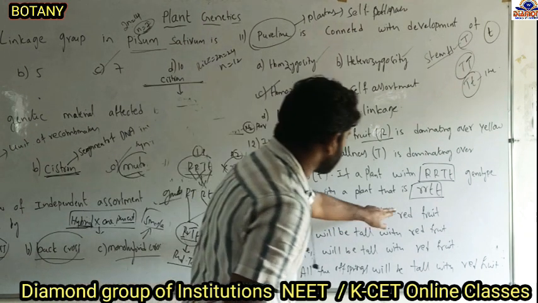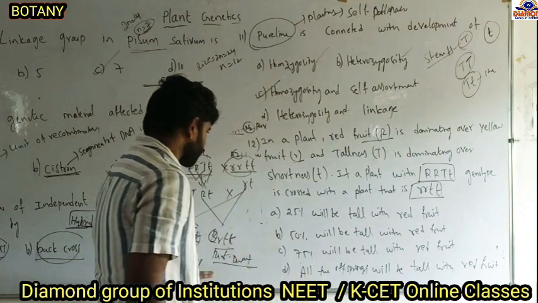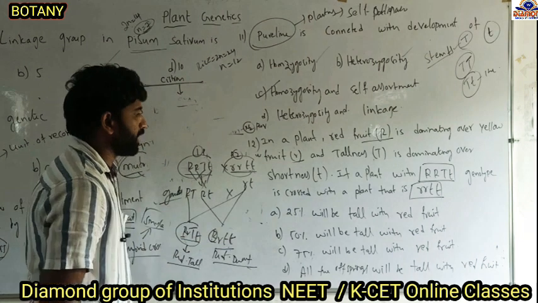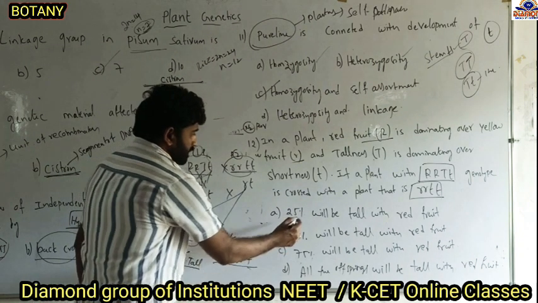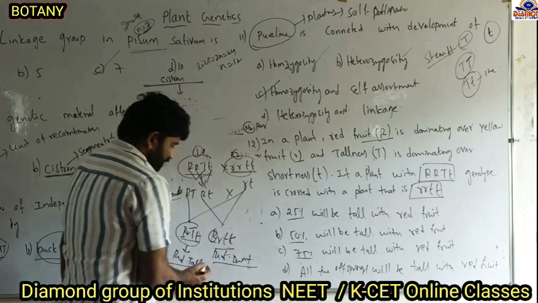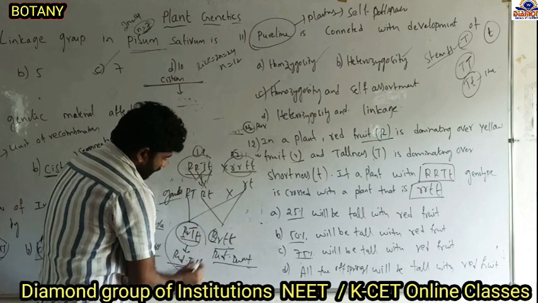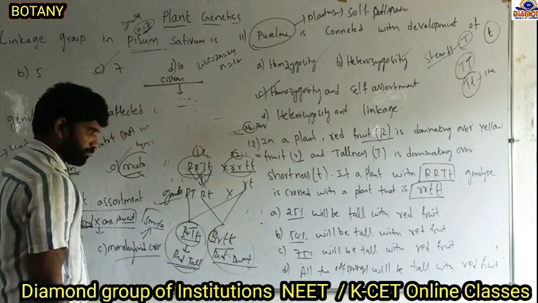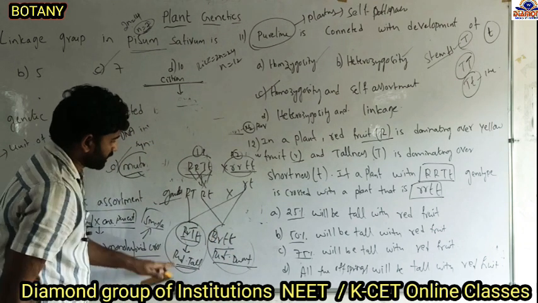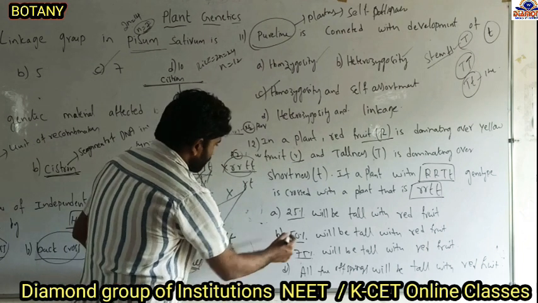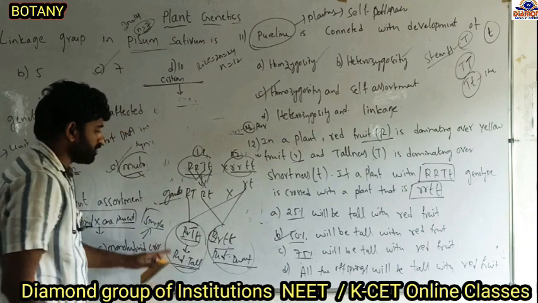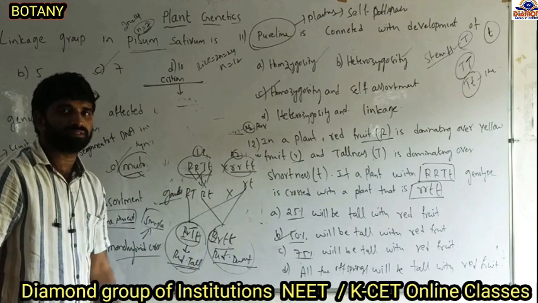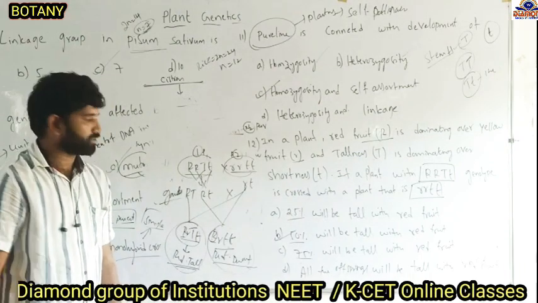In all the options, the fruit is given as red only, and all the options give a tall plant; only the percentage of plants differs. Here, out of the two offspring, one is red tall and the other is red dwarf. So 50% of the offspring will be red and tall, and the remaining 50% will be red and dwarf. So answer is D.